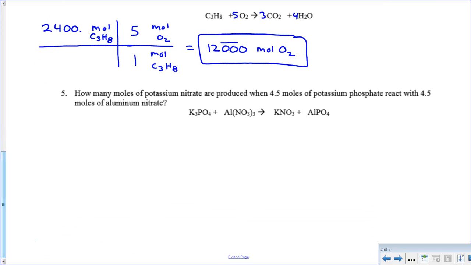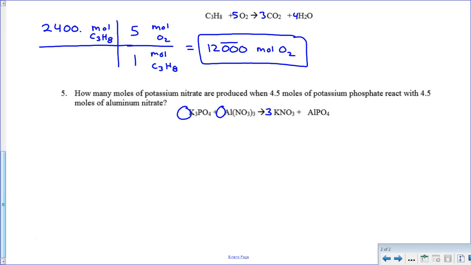And on for this last problem. It says, how many moles of potassium nitrate are produced when 4.5 moles of potassium phosphate react with 4.5 moles of aluminum nitrate? So this one, balancing it, again, not too bad. We just have to put a 3 there. It says we're starting with 4.5 moles of potassium phosphate and 4.5 moles of aluminum nitrate. Now, that's a little bit confusing, but if you notice here, we have a 1-to-1 ratio for potassium phosphate and aluminum nitrate, and so that means we need the same number of moles of each.